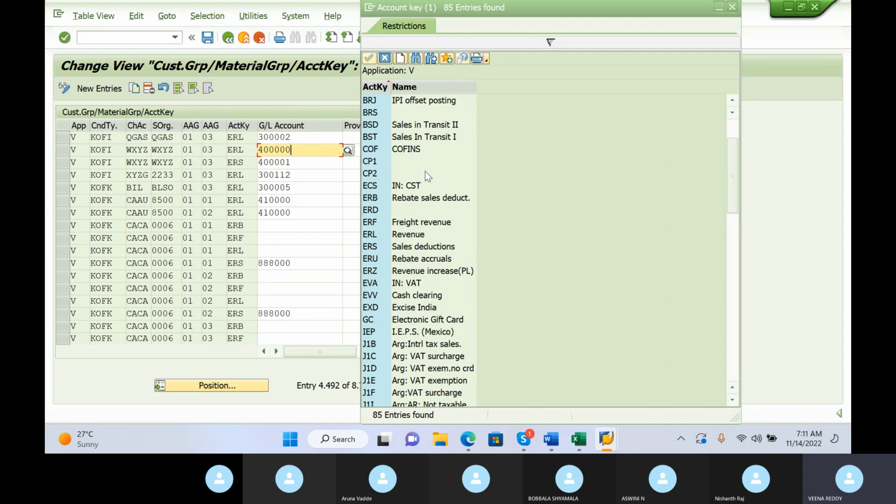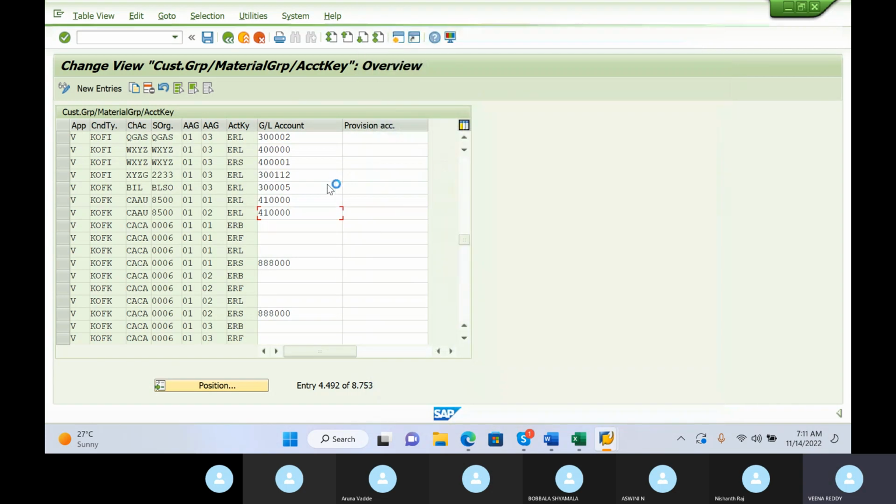According to the requirement, we will give the keys, the GLs, the combination in VKOA. This is the combination the system will pick the GL from at billing time. When we make a bill to the customer, at that time the system will pick this sales revenue account. If you want to give any other combination, then make new entries and give other GLs also. This is the main FI-SD integration.